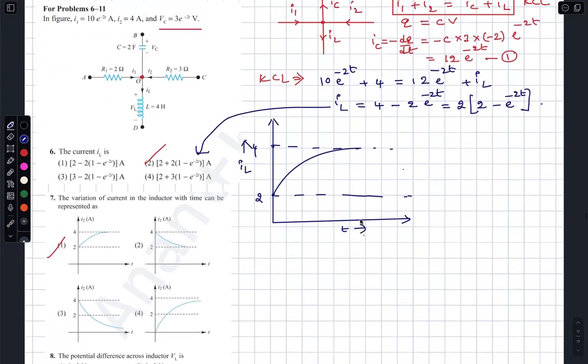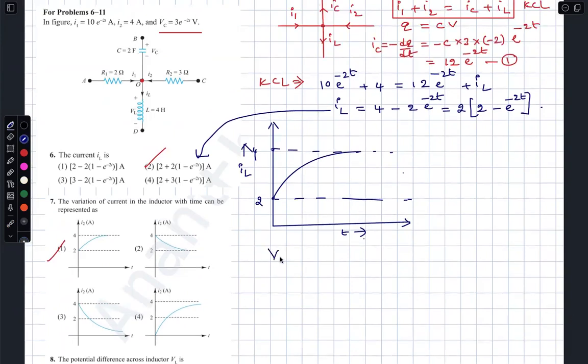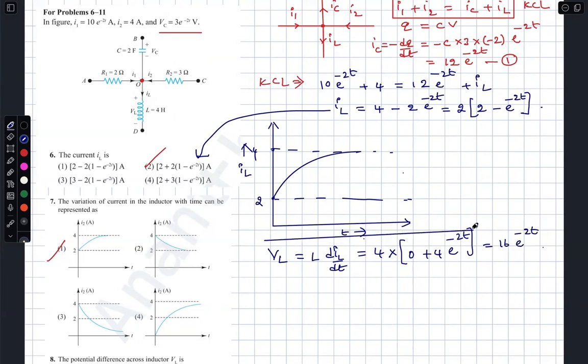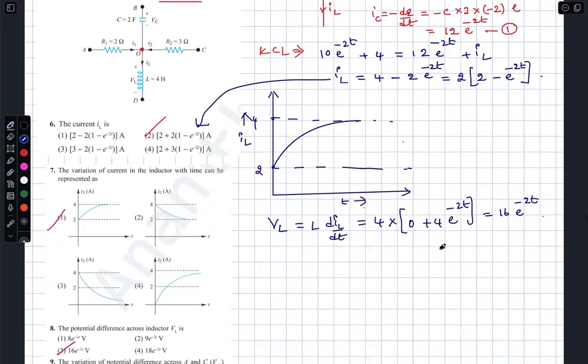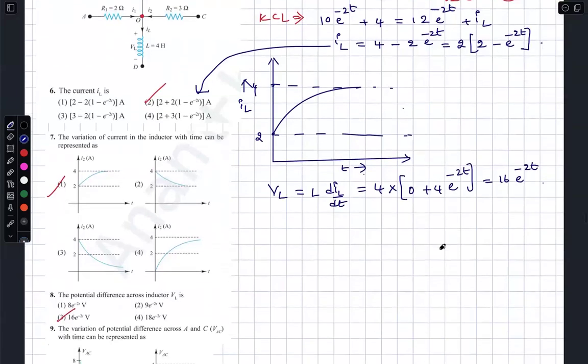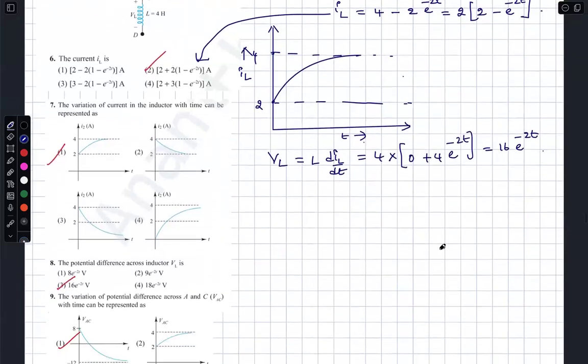So successfully done. What is the potential drop across the inductor? Now the potential drop, is the current increasing or decreasing? Increasing. So L dIL by dt, 4 into dIL by dt, 0 plus 4 times e power minus 2t. 16 times e power minus 2t. Done. Correct. Eighth question is the same.